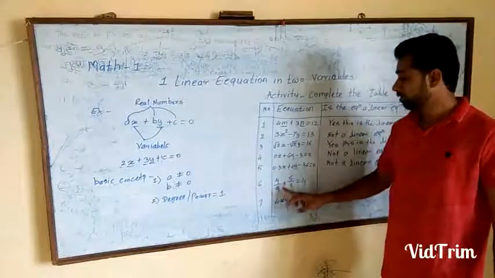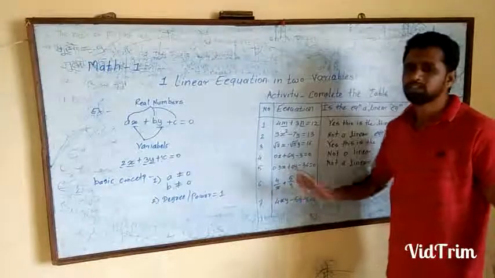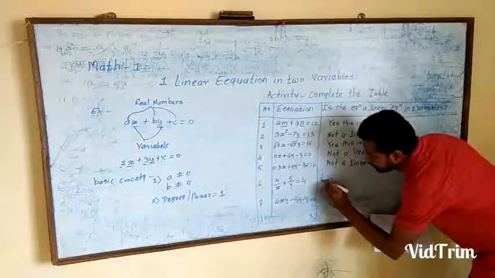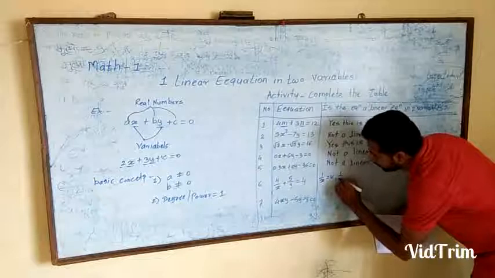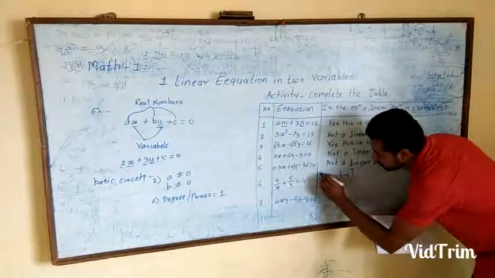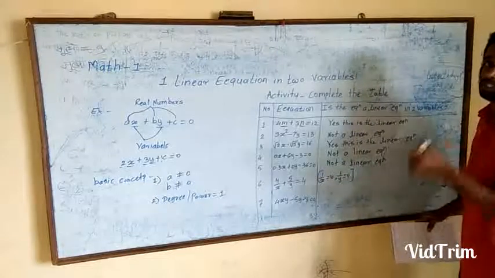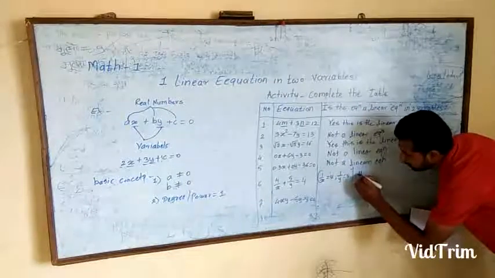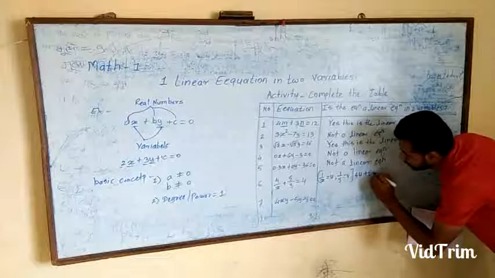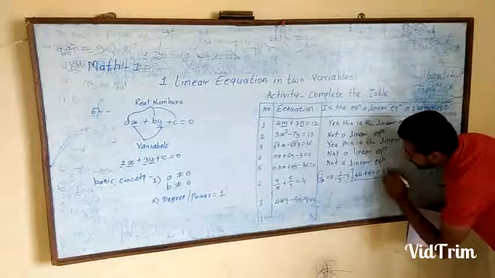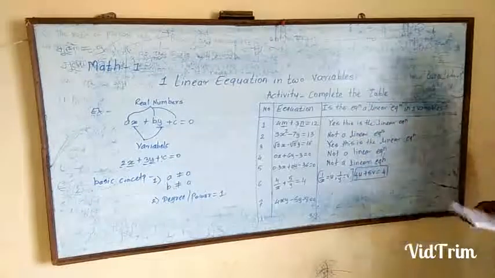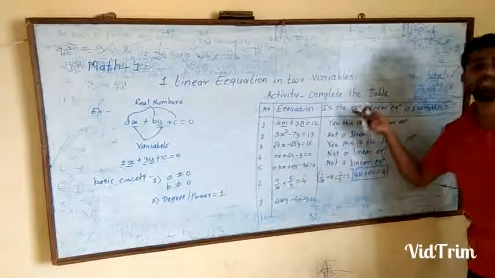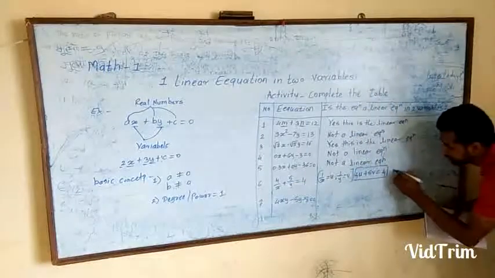Sixth one, 4 upon x plus 5 upon y is equal to 2. This is a complicated example, but we can convert it like this. 1 upon x is equal to u and 1 upon y is equal to v. We assume this. Whenever we put the value in this equation, 1 upon x means u, and so 4u plus 5v is equal to 2. These types of equation we call linear equation. But this equation is not given in this form. That's why we cannot say this equation is linear equation in two variables. So we write here not a linear equation.